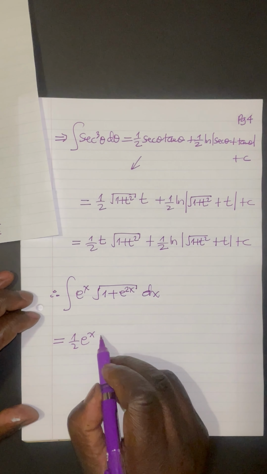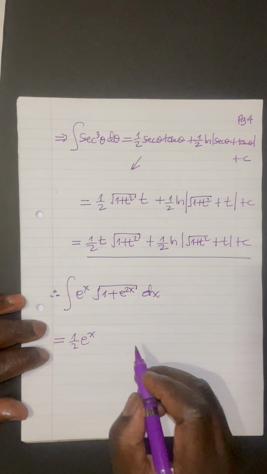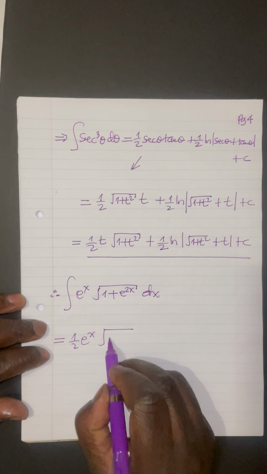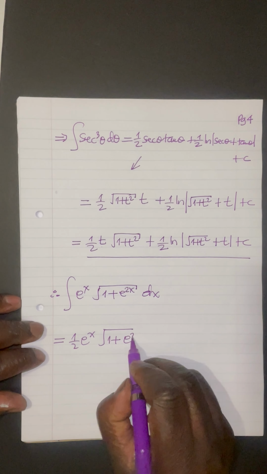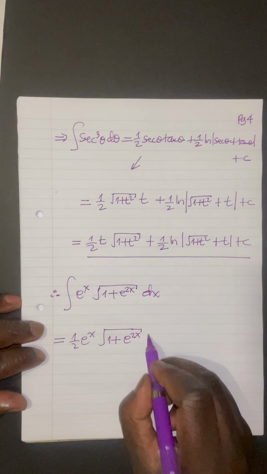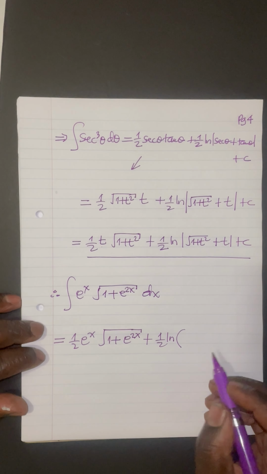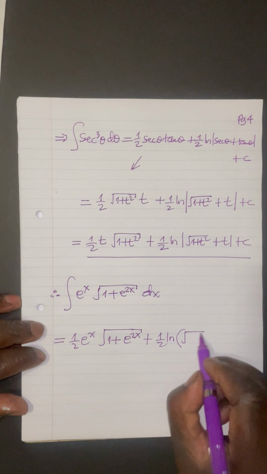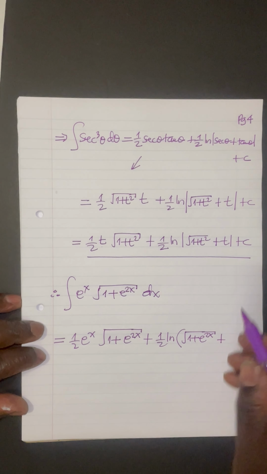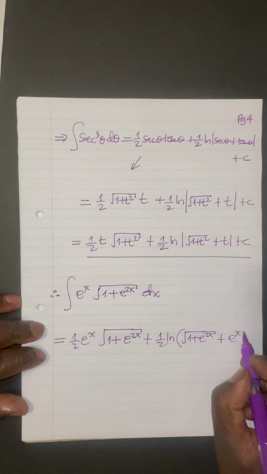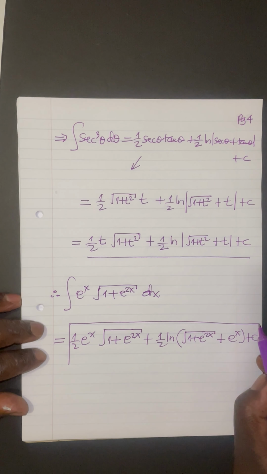Remember, this is our solution there. I'm removing t and replacing it with e to the power x. The square root of 1 plus t squared will be e to the power x squared, which is just e to the power 2x, the original expression. And then I have to say plus half of the natural log of, notice now I have to use round brackets because this part will never be negative, square root of 1 plus e to the power 2x, plus e to the power x, since t is e to the power x, and plus c. So that would be the final solution to our integral in this video.